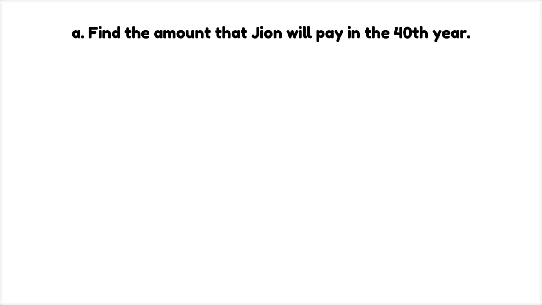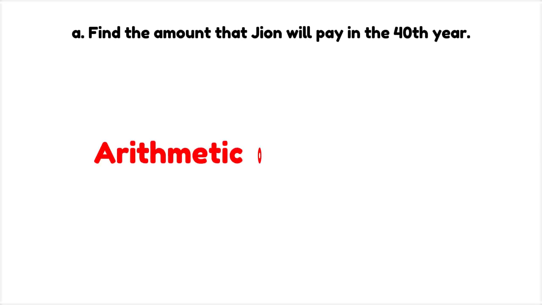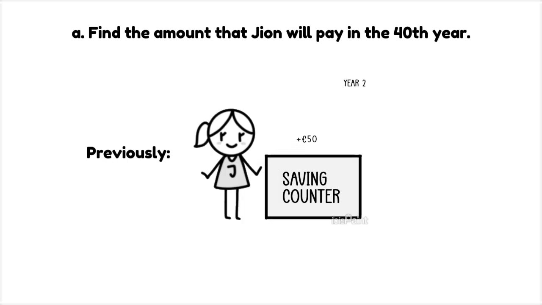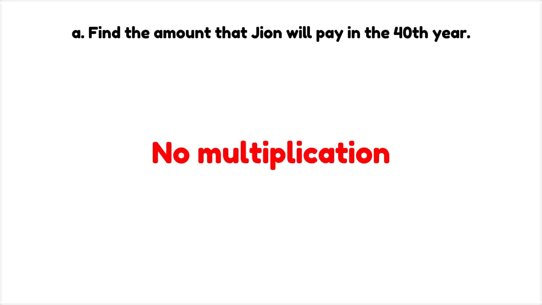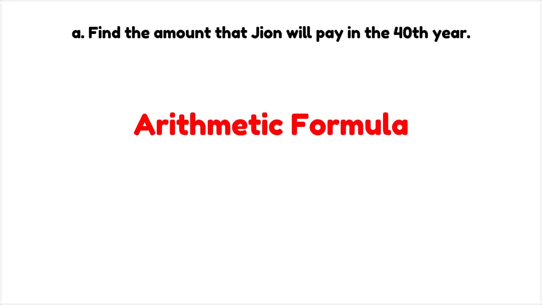The explanations. First off, we need to identify the type of sequence we are dealing with. Is it arithmetic or geometric? In the question, it's stated that her payment then increased by 50 euros each year. As there isn't any multiplication involved here, this sequence is arithmetic. Thus, we are going to use the formula of the arithmetic sequence, which is un equals a plus (n minus 1) times d.